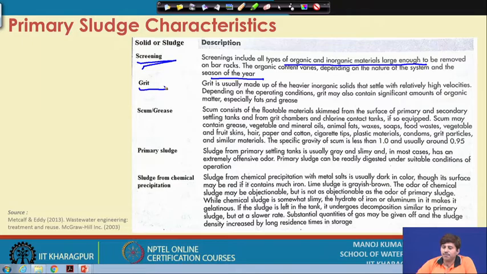The grit is the second system which generates some sludge. So, grit is usually made of heavier inorganic solids, which settle with relatively high velocity, and depending on the operating conditions it may contain a significant amount of organic matter also, but mostly it contains the inert grit material. It may contain fats and grease also, depending on the material which is being removed, because grease and these things can also be removed in the grit chamber. So, they can also come under that setup, but very little.